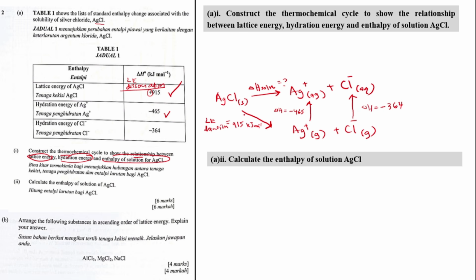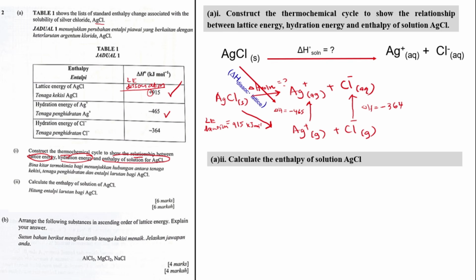So we have shown the relationship. Okay, so again, I'm going to show that in a digital form. So you're going to have AgCl solid. It's going to be dissociated to form Ag plus aqueous ion as well as Cl minus aqueous ion, which is the enthalpy of solution. And then you can also break apart the AgCl solid by using the lattice energy of dissociation with a value of 915 kilojoules per mole. And then it's going to form Ag plus gaseous ion as well as the Cl minus gaseous ion.